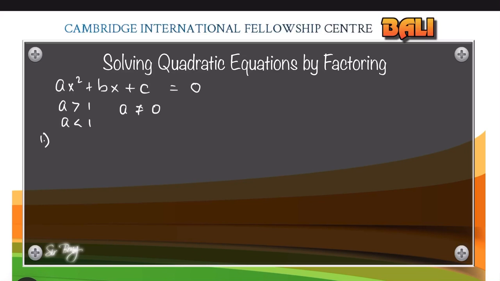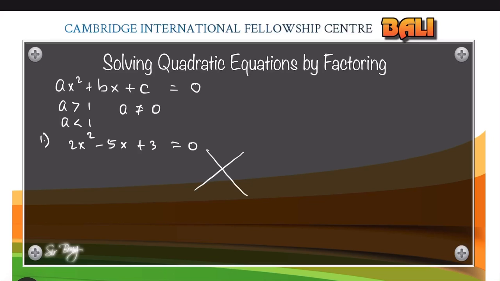Say 2x squared minus 5x plus 3 is equal to 0. So the given is 2x squared minus 5x plus 3 is equal to 0. Still, we use the same technique, the splitting the middle term technique.